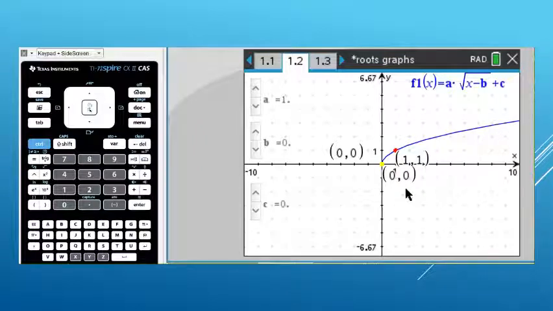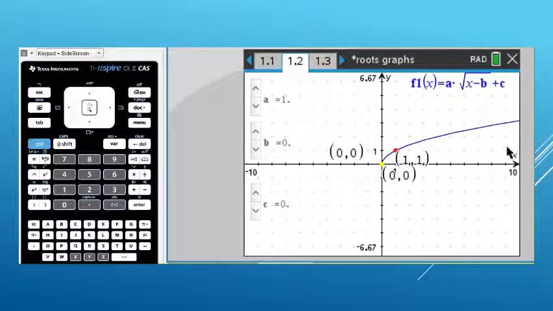Okay, I've set my sliders A as 1, so no dilation, B and C as 0, so there's no translations yet. So we can see here I've got a couple of key points marked. Starts at 0, 0, goes through to 1, 1.